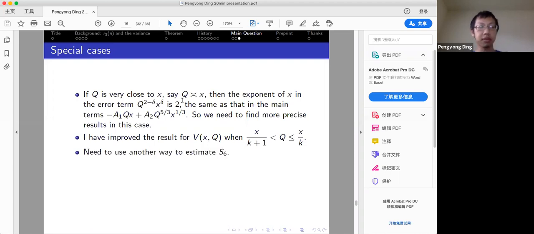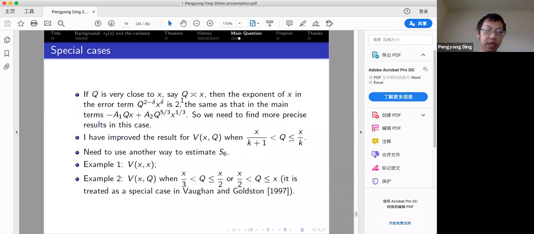And in that case, we need to use another way to estimate S6 instead of using Cauchy's integral formula. And there are several examples, like when q is equal to x. And another example is when q is greater than x over 3 but less than or equal to x over 2, or q is greater than x over 2 but less than or equal to x. And this is treated as a special case because it's also a special case in the paper of Wang and Gosson in 1997.